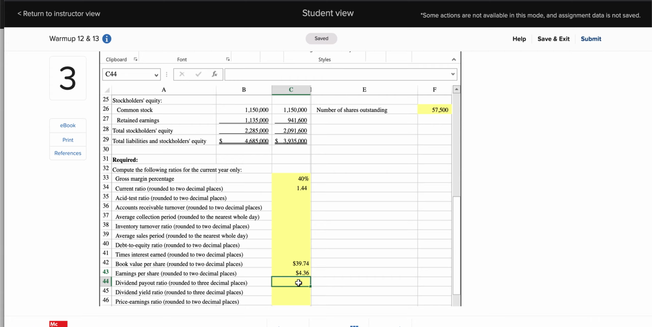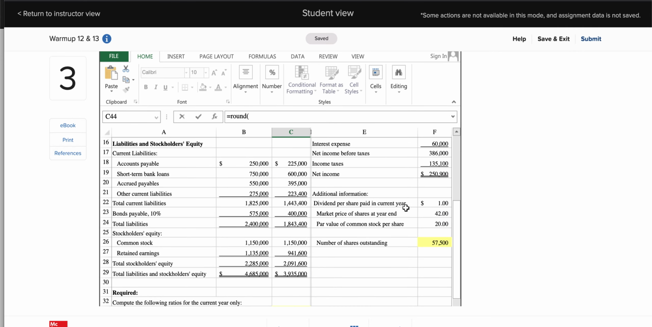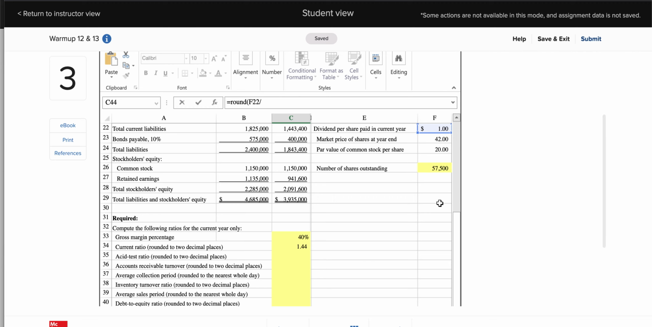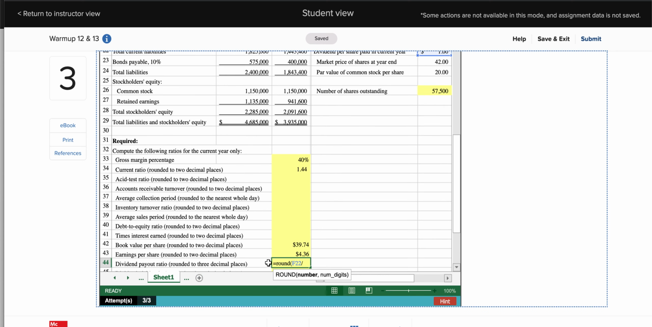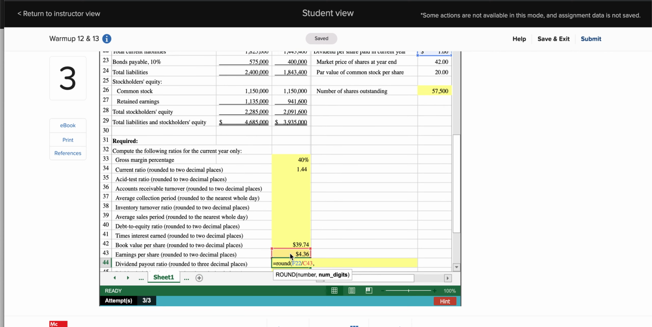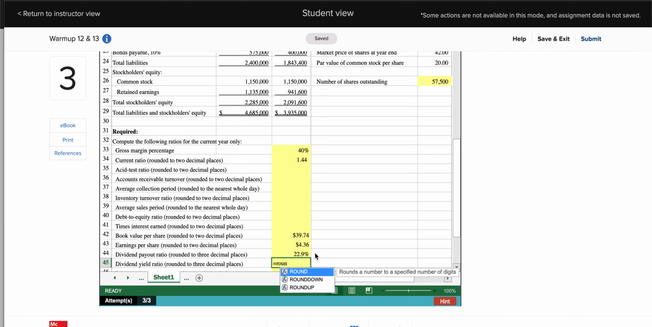Okay, dividend payout ratio again equals round parenthesis, and we're looking at, come on, be still. The dividends per share divided by, oh, come on. This is really sensitive. Earnings per share, comma, and this one is 3 places. This gives us 22.9%.